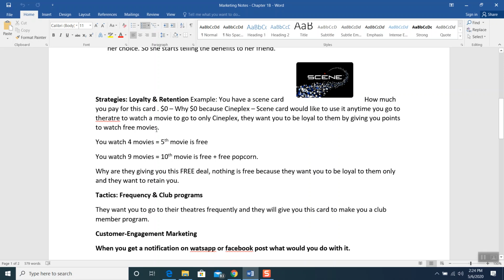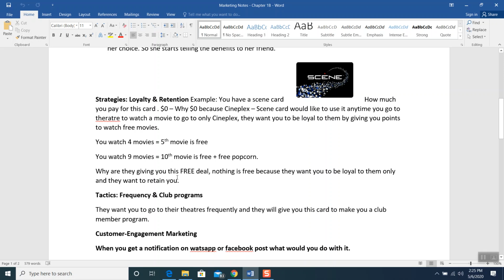Whoa, what do you mean free movies? Yes, guys, you heard it right. Free movies. You watch four movies, the fifth movie is free. Why? Because once you watch these four movies, they're giving you points. One movie is 1,000 points, and when you have 4,000 points, the fifth movie becomes free. Same way, if you watch 9 movies, the 10th movie plus the popcorn which you enjoy during your show is free. Why? Because they want you to be loyal to the Scene card, and to go over and over again to Cineplex.